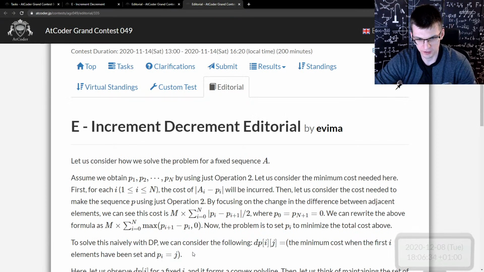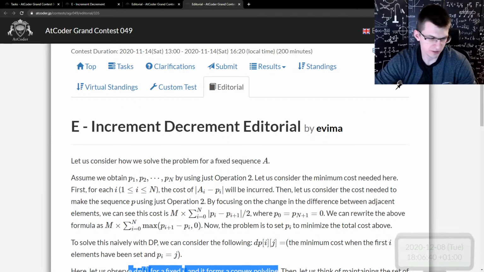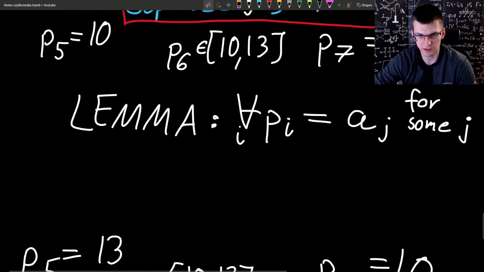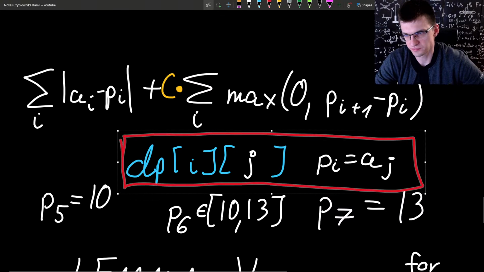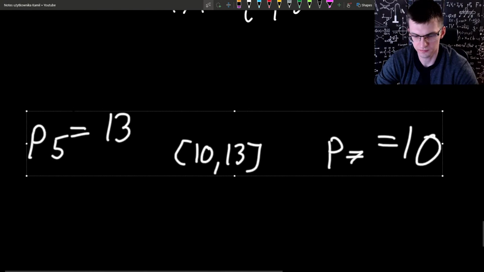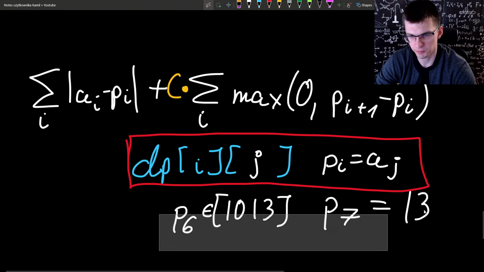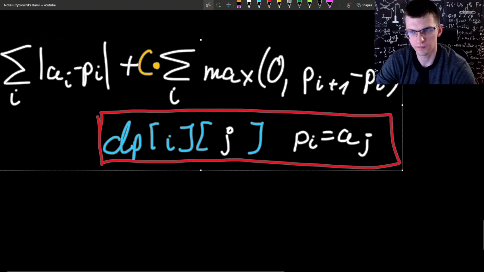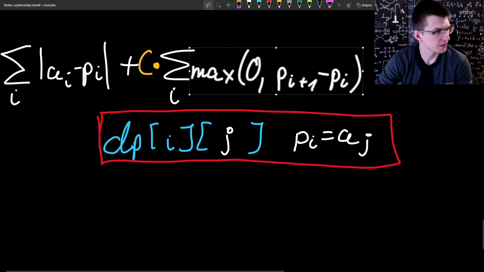Editorial, tell me how to move to B. Let us observe dp_i for fixed i. Convex polyline. Okay, there is something about a piecewise linear function or something like that. I'm cleaning a little bit. All right. Do you see everything? Yes, now you see everything.